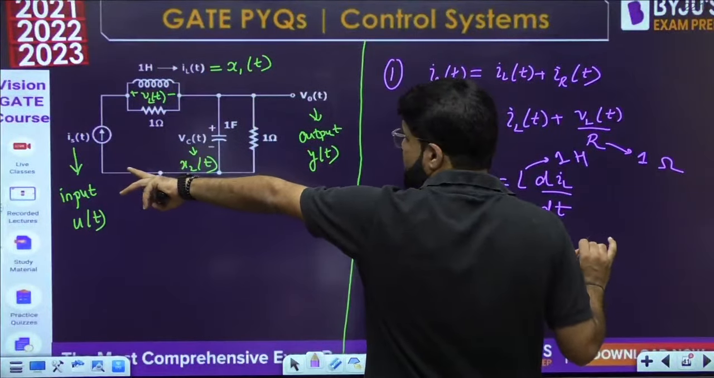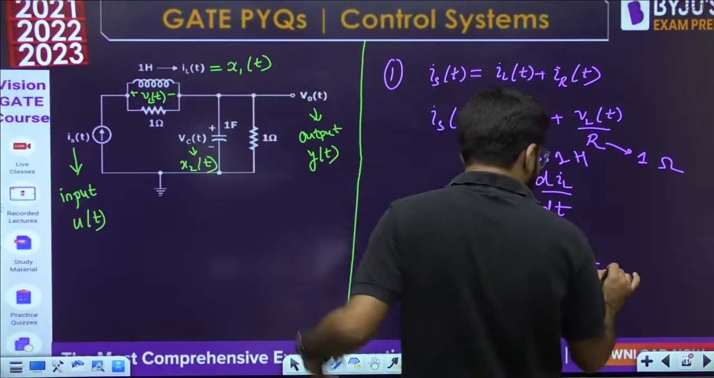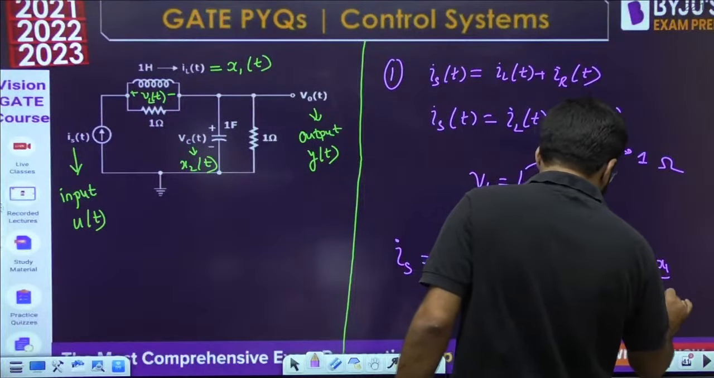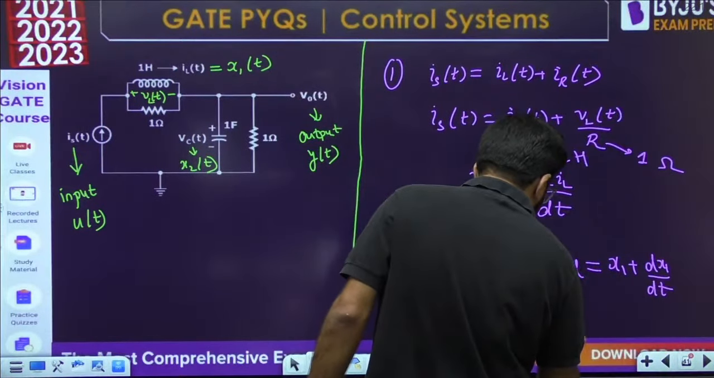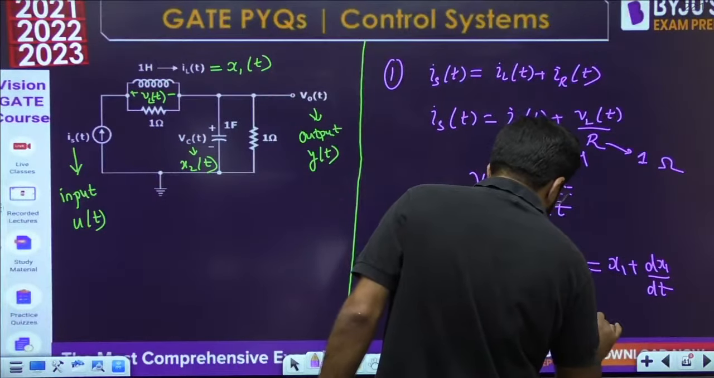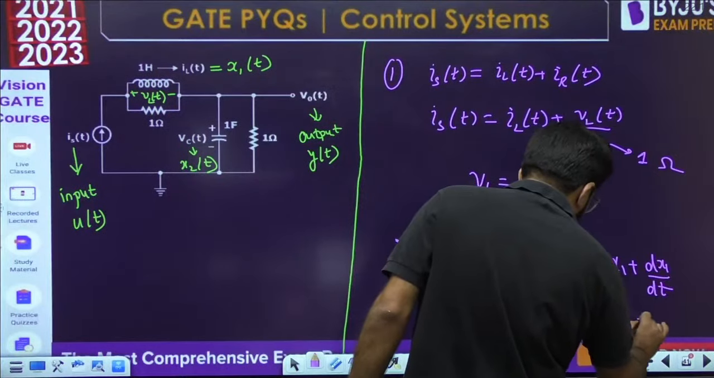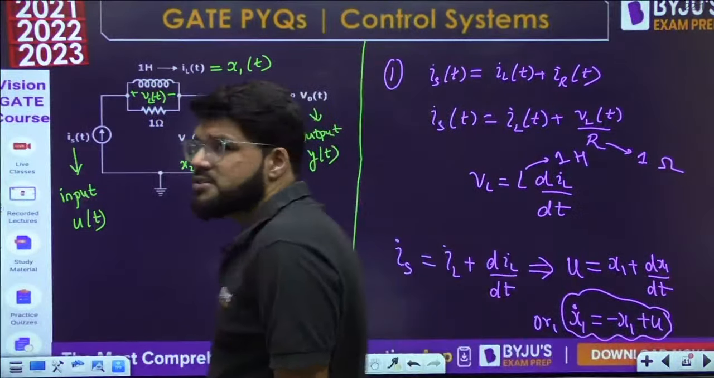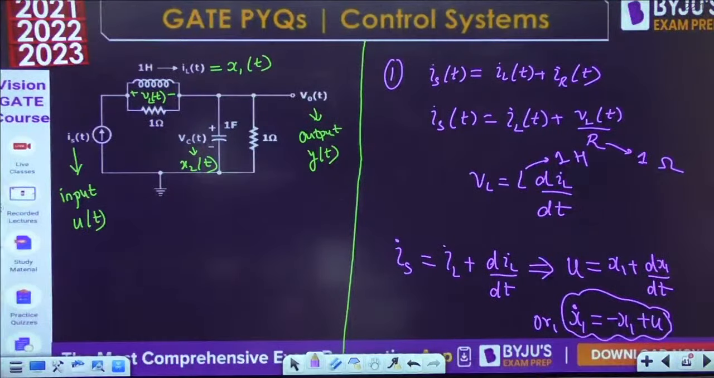Sorry, iS was the input. iL is equal to what? The first state variable x1, plus dx1 by dt. Or I can say x1 dot, the derivative, is minus x1 plus u. Okay, so that is one part.